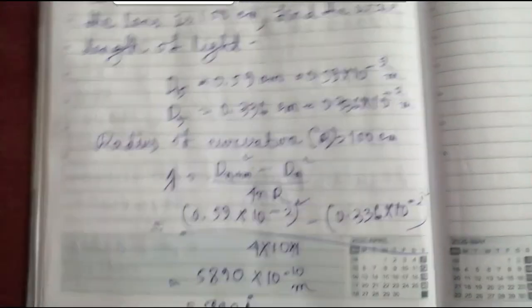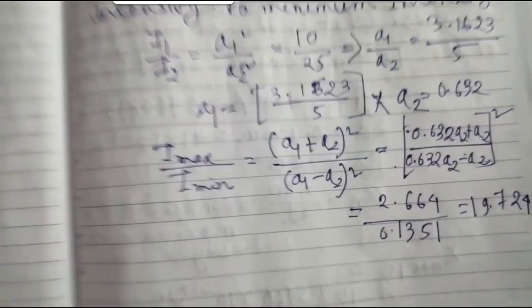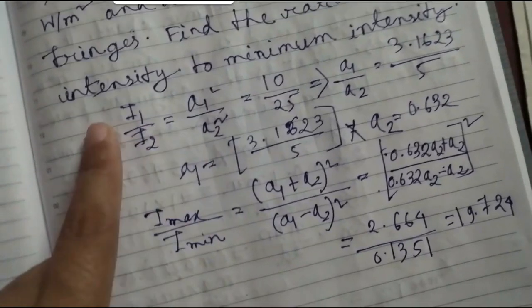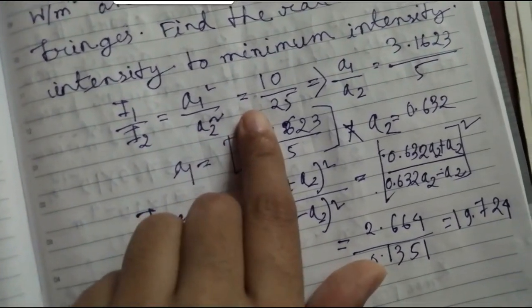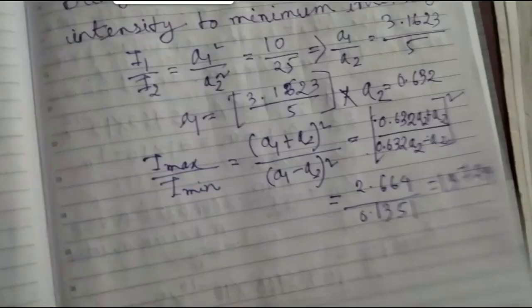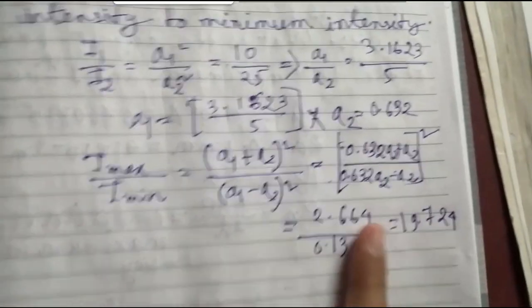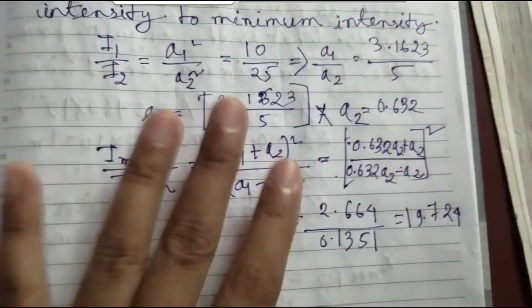So if we do the summary of the numericals we have done today, first is I1 by I2 equal to A1 square by A2 square, that is intensity is proportional to the amplitude square. So if we put the values, then we are getting Imax by Imin equal to this one. So here the formula we have to remember is that the intensity is proportional to the amplitude square.